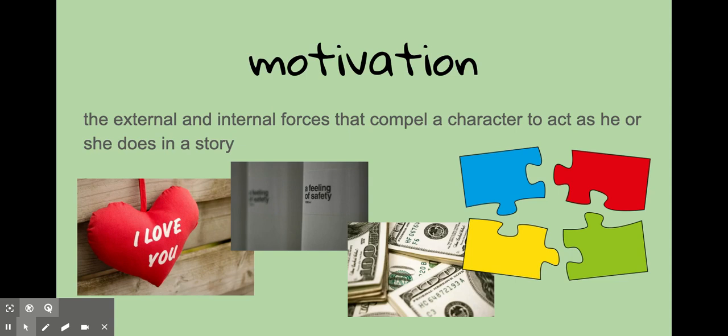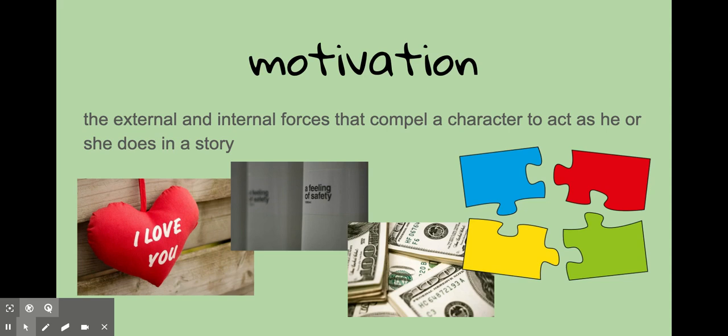All characters need motivation, especially your main characters. So motivation is that external or internal force that compels a character to act as he or she does in a story. If there's no motivation, if we can't understand why a character is taking an action that he or she is, then we don't care about it. And we ask, what's the point in that? It doesn't seem to mirror real life, because in real life, we do things out of motivation.